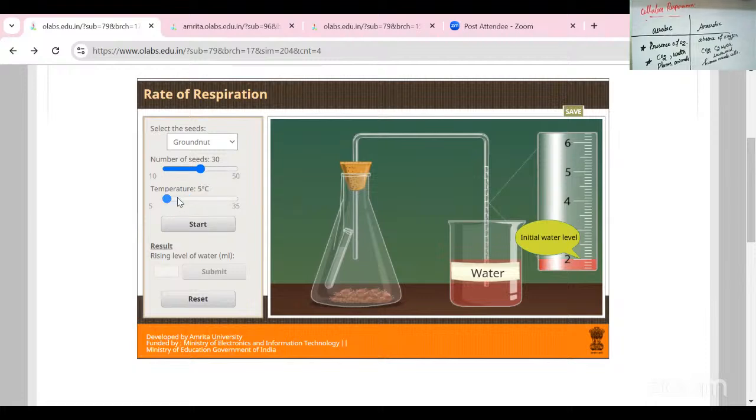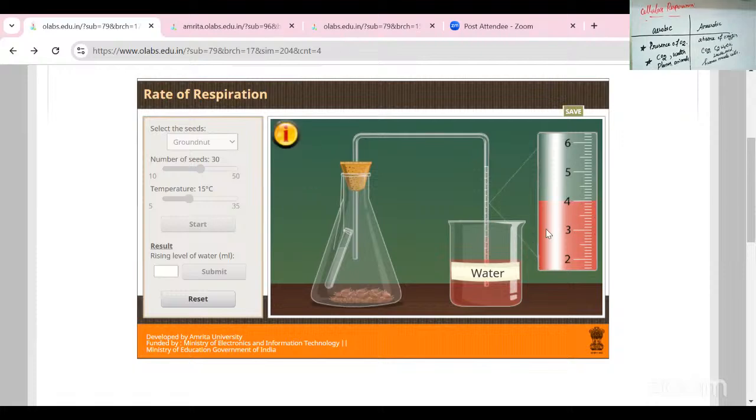Because the respiration is done with the help of temperature. So this is 15 degrees centigrade. The process starts, the basic level is 2. After 2 hours, the process is going on in this area. So the level also increased.